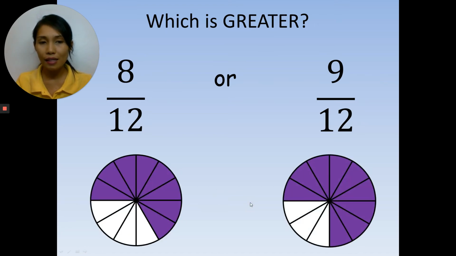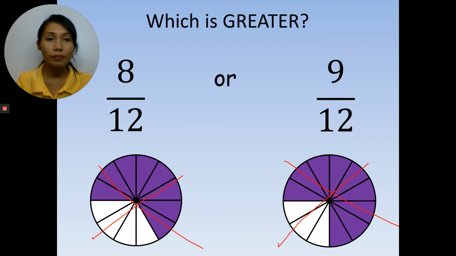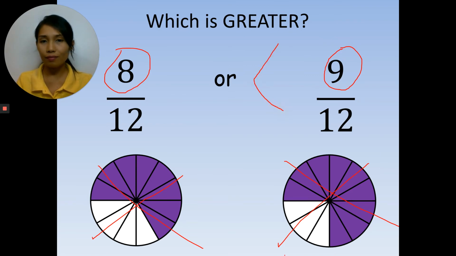Look at this illustration over here. This wheel is divided into 12, and the left side got 8 parts, and the right side got 9. So what do you think? Which do you think is greater? Of course, it's 9/12. But even without looking at the illustrations, we can identify which fraction is greater or smaller by just looking at their numerator. The greater numerator is the greater fraction, right?